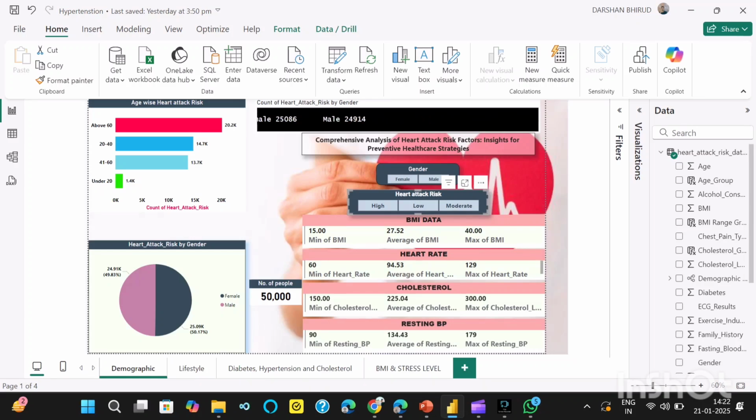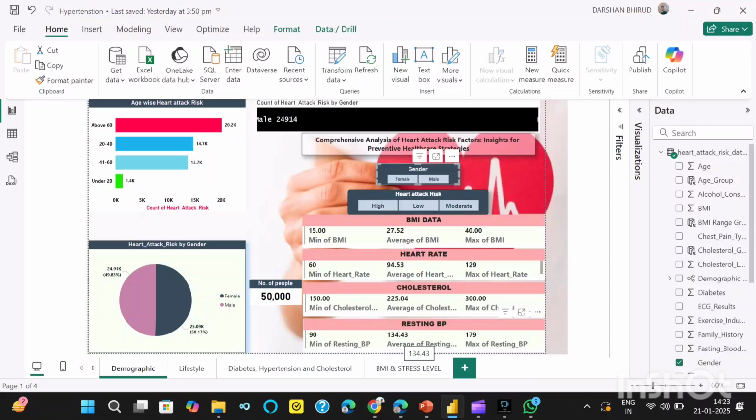Now you can see the BMI, body mass index data. The minimum BMI in the data set is 15, the average BMI is 27.52, and the maximum goes up to 40. This is created using a chart called the multi-row card. If I click the male category, the average BMI is 27, very similar to female. The average heart rate in the data set is 94.53.